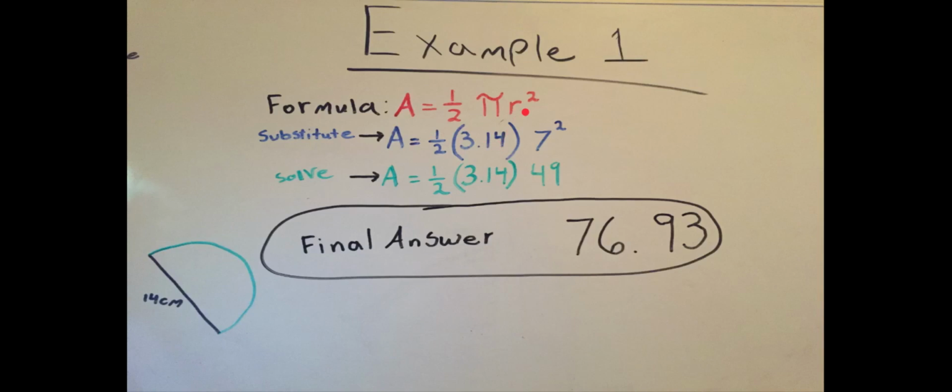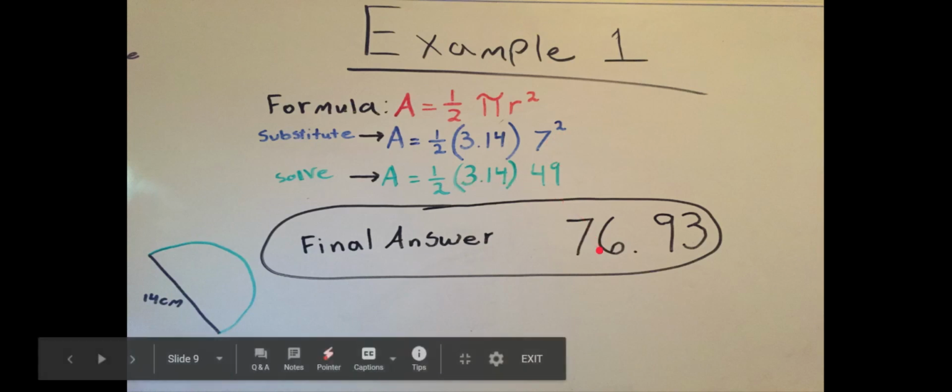All right, I modeled it for you here. My first step, I had my formula. Second step, I substituted. I had my 7 squared, 49, and this is where I solved. Multiplied everything and got 76.93.